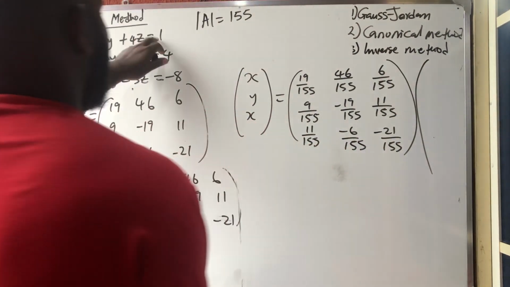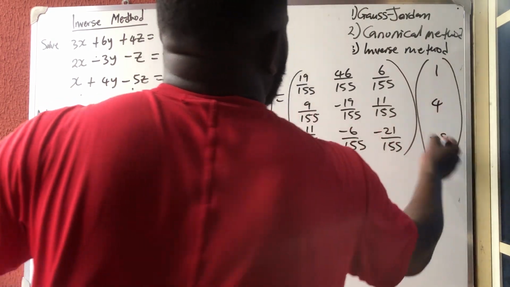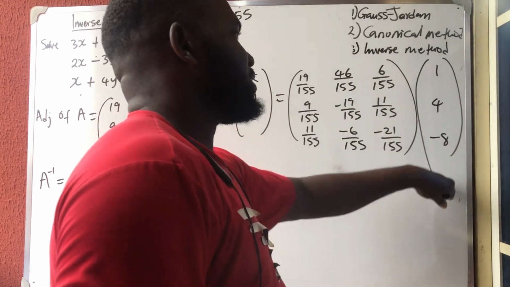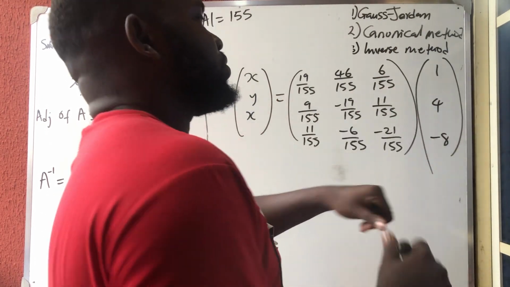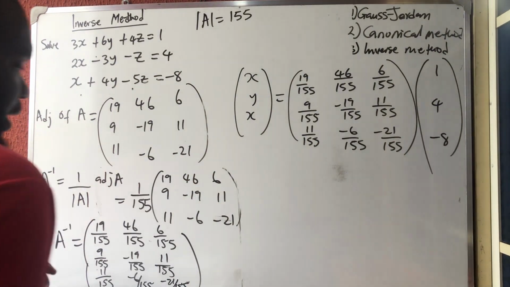Multiplying by the right hand side, which is 1, 4, minus 8. So this side will multiply this side to get your x, this side will multiply this side to get your y, this side will multiply this side to get your z. So do that, try it by yourself and get the final answer.